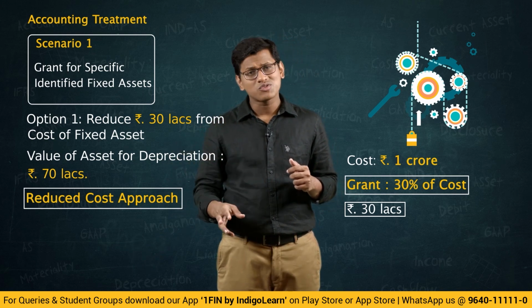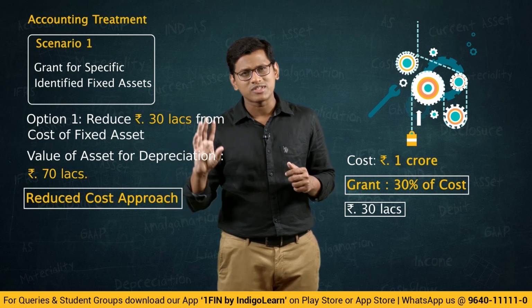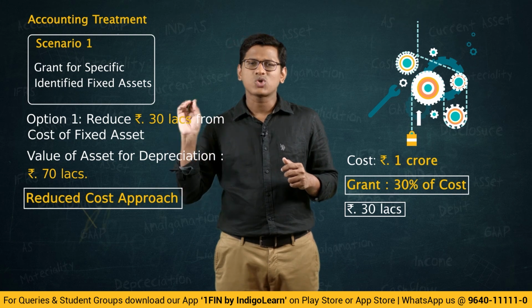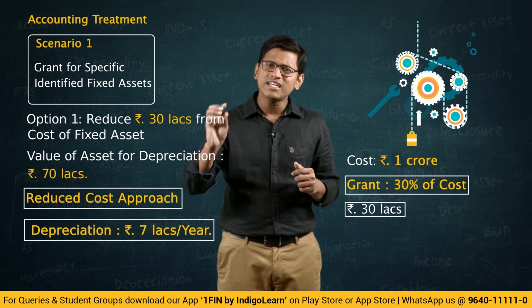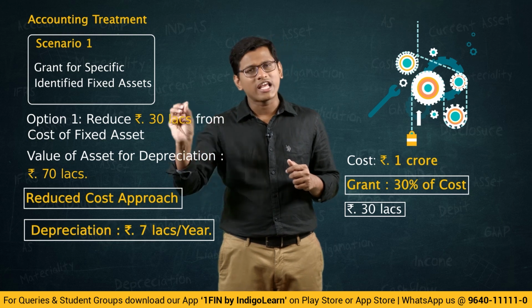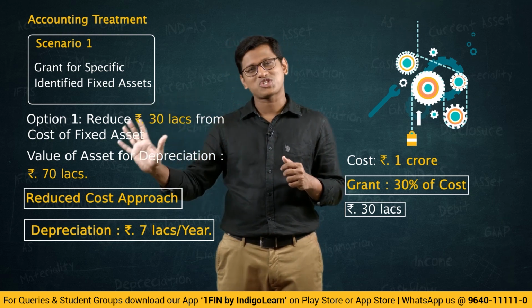Say the balance useful life is 10 years. Over 10 years, assume salvage value to be 0. 10 years is the period over which 70 lakhs will be depreciated. So every year P&L will be debited in the category of depreciation by an amount of 7 lakhs. So that is the reduced cost approach.